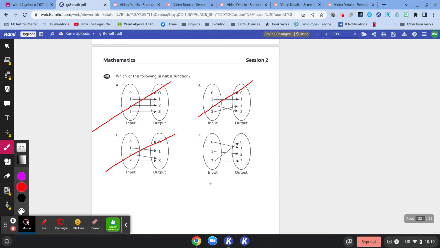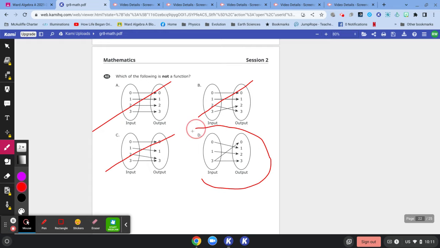Now we're down to D. 0 is fine. It predicts just one thing. 1 predicts just one thing, predicts 2, but 3, we don't know what we're getting. We're getting 0, we're getting 3, we're getting 0. So it's an unpredictable situation. So this one is our answer. It is not a function.